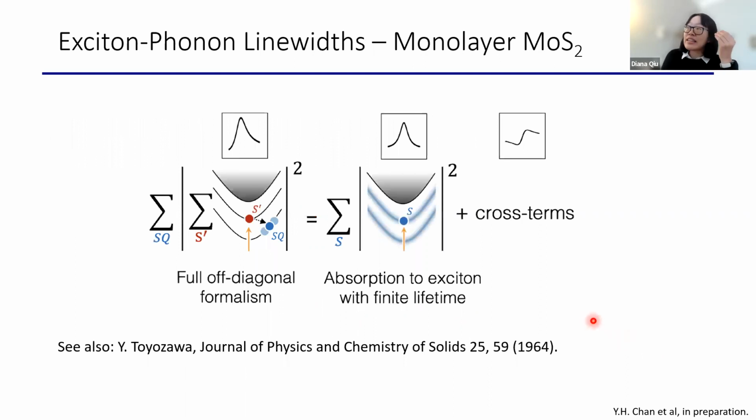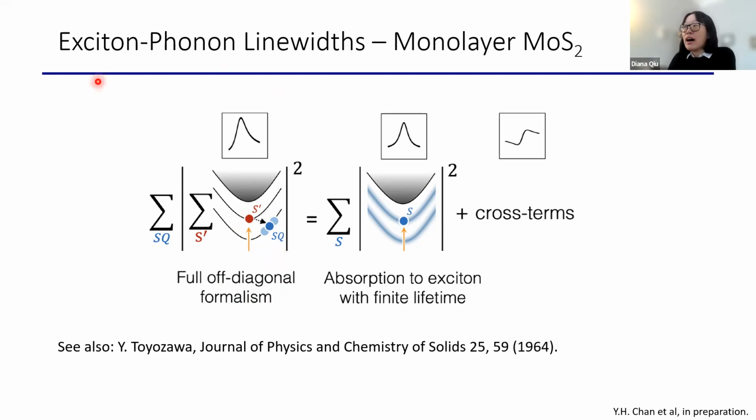The role of off-diagonals of the self-energy has been discussed at length by Toyozawa 50 years ago, but it's frequently neglected in calculations and really hasn't been considered from ab initio up to this point. If we think about what's happening, you can think of absorption as a two-step process within second-order perturbation theory, involving both the absorption of a photon into some exciton state S prime, represented by the red line, followed by the scattering through a phonon to some final state S, represented by the blue line.